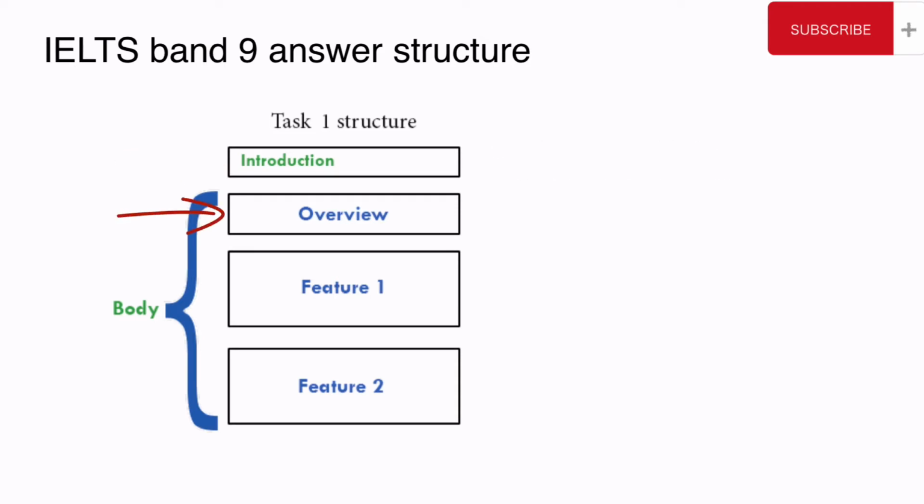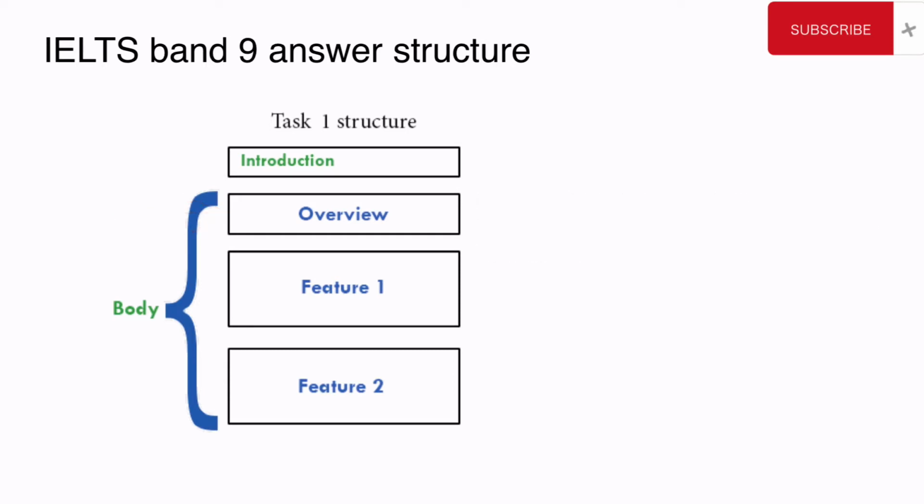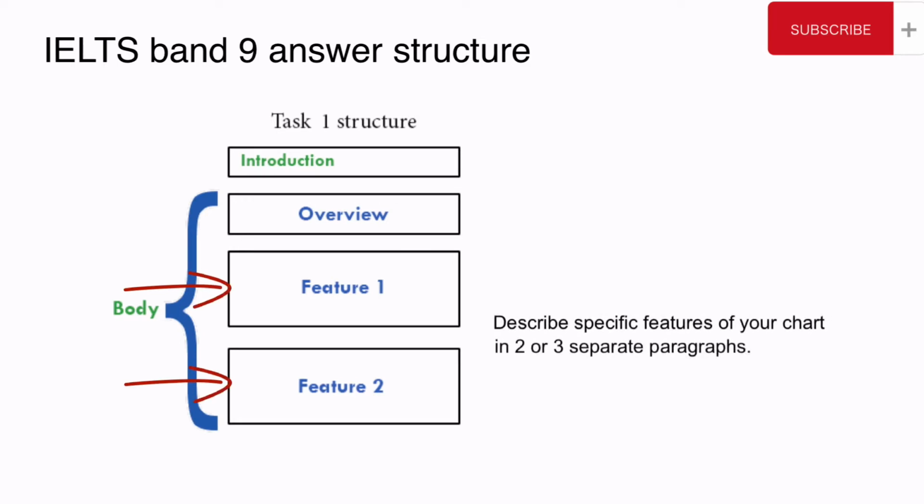Next, you should write an overview paragraph. In this paragraph, you should list general trends of your chart. Do not write many specific numbers or details in this part. Remember, the overview should contain only general information. Then, you should describe specific features of your chart in 2 or 3 separate paragraphs.